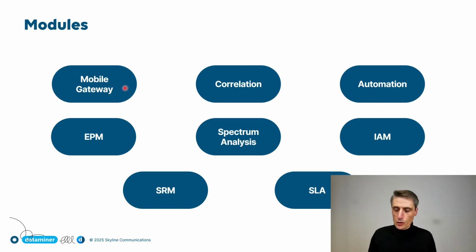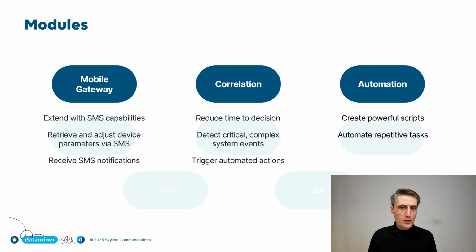First row at the top there, the mobile gateway, the correlation, and the automation is the first one I want to mention. So mobile gateway is the possibility to have SMS capabilities in your system, where the DataMiner system can not only notify you through email but also use text messaging whenever something is happening. It's not only about receiving text messages, but you can also send text messages with SMS to the DataMiner system to do certain control as well.